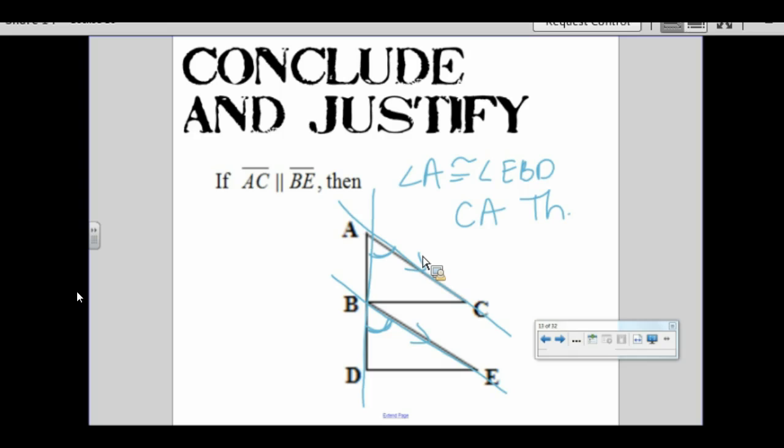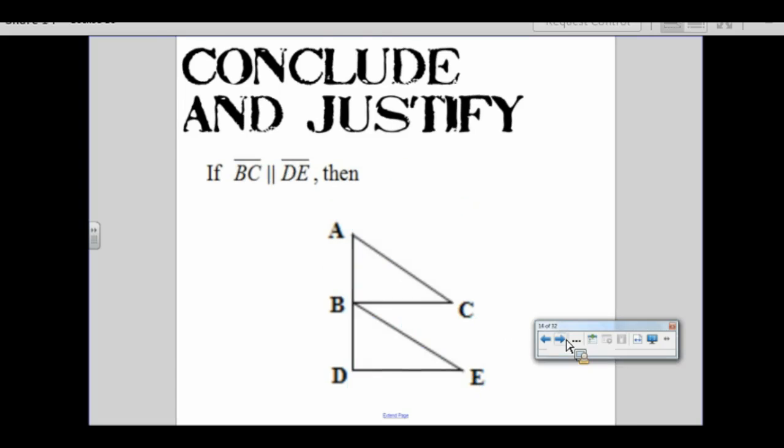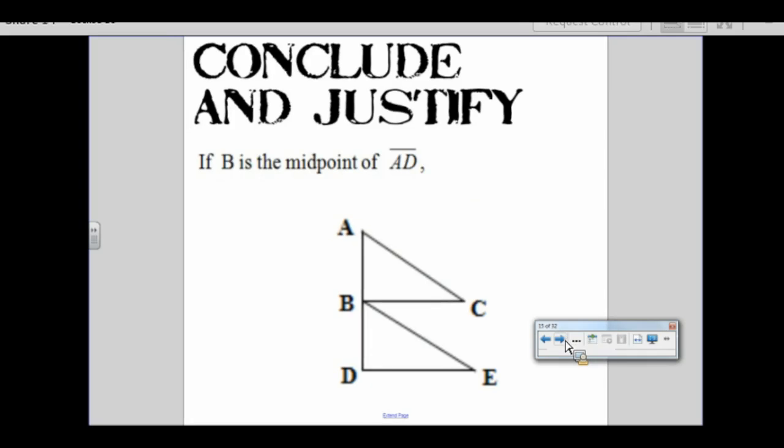And my reason is the corresponding angle theorem. Can you just put corresponding angles? No. You have to say that it's a theorem because corresponding angles can exist and not be congruent. But they're congruent because the lines are parallel, and that's what the theorem says. Okay, we're going to skip that one. It's just a different set of angles that are parallel.